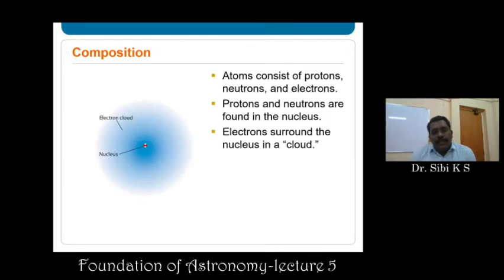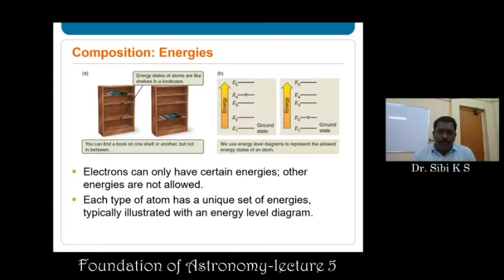So first of all, let us discuss what is the composition of an atom. An atom consists of protons, neutrons and electrons. Protons and neutrons are found in the nucleus, while the electrons surround the nucleus in a cloud.